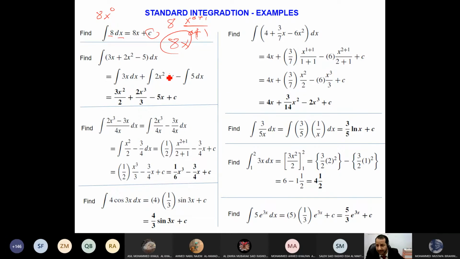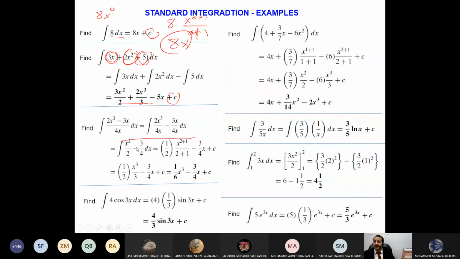What if I have more than one item in the function, like 3x plus 2x squared minus 5? I will take them one by one. 3x will be 3x squared over 2. 2x squared will be 2x to the power 3 over 3. Minus 5 will be minus 5x, as you can see here. And one arbitrary constant. You can work with different examples. I gave you different examples here.